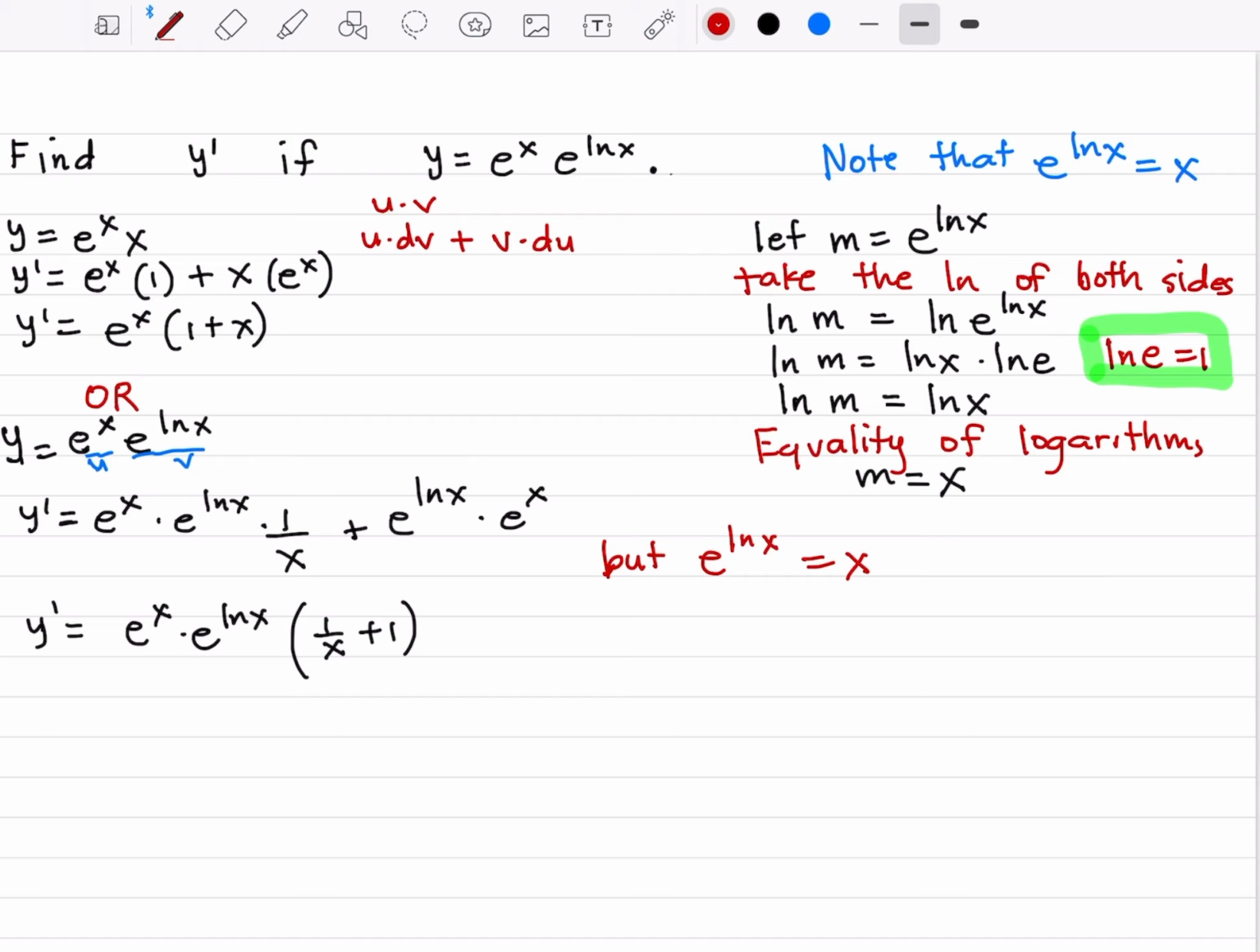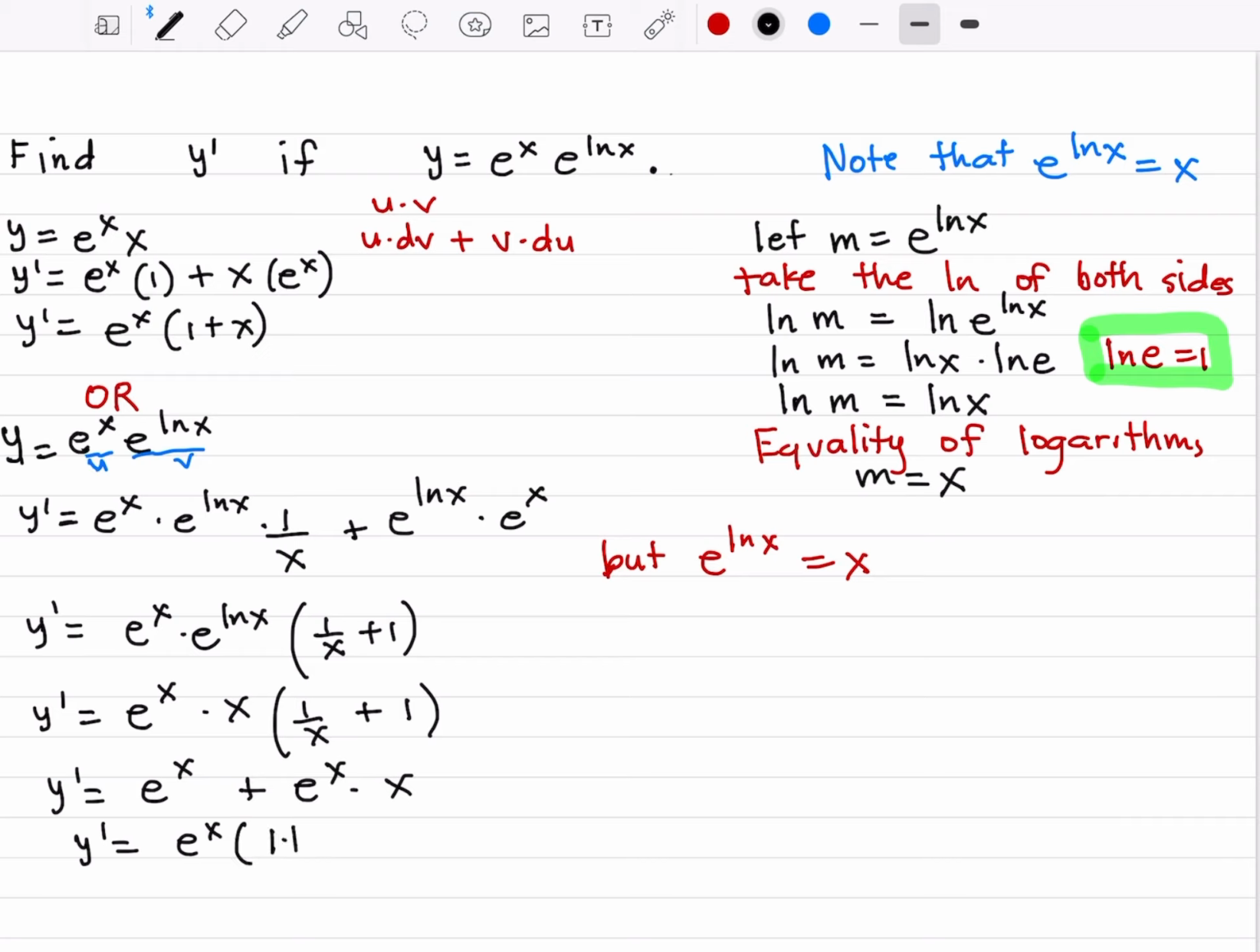So you can still simplify this. Let's find out if we'll end up with the same answer. y prime equals e raised to x times 1 over x plus 1. After multiplying each term inside the parenthesis, the x here with this x will cancel out, so that gives e to the x only, plus e to the x times x. And when factored out, y prime equals e to the x times 1 plus x.